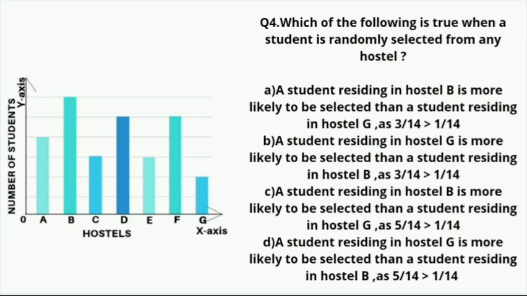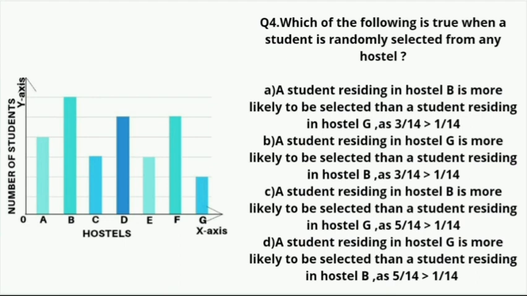So selecting randomly from any hostel, we are talking about the probabilities here. So it says, first part, a student residing in hostel B is more likely to be selected than a student residing in hostel G, as 3 by 14 is greater than 1 by 14. So we are talking about the probabilities here. And similarly, we have the other options over here, which says a student residing in hostel G is more likely to be selected than a student residing in hostel B, as 3 by 14 is greater than 1 by 14.